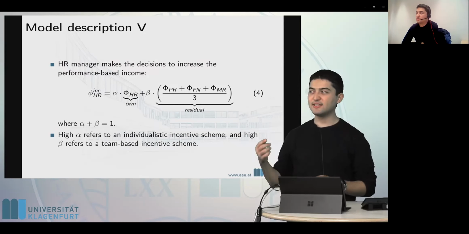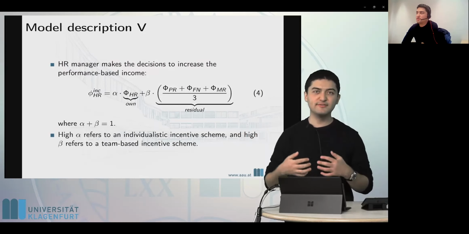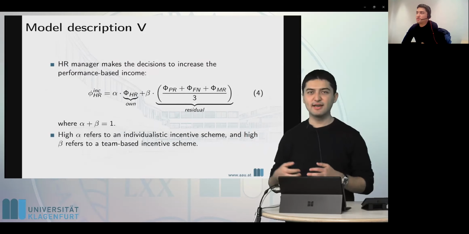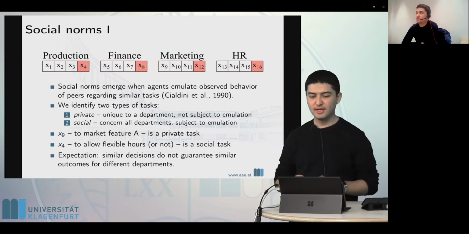And here we can see that it's a weighted sum. So the higher the alpha is, the more individualistic the incentive scheme is, and the higher the beta is, the more team-based the incentive scheme is.